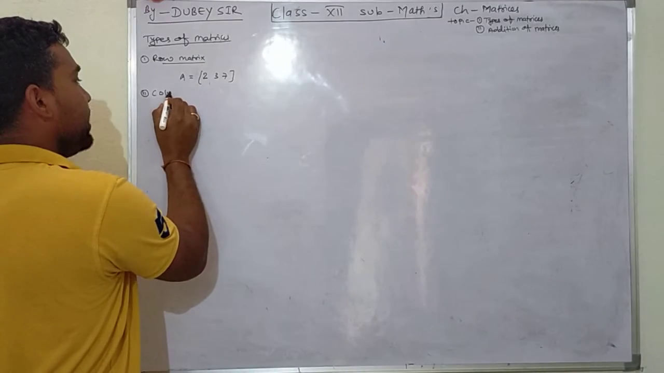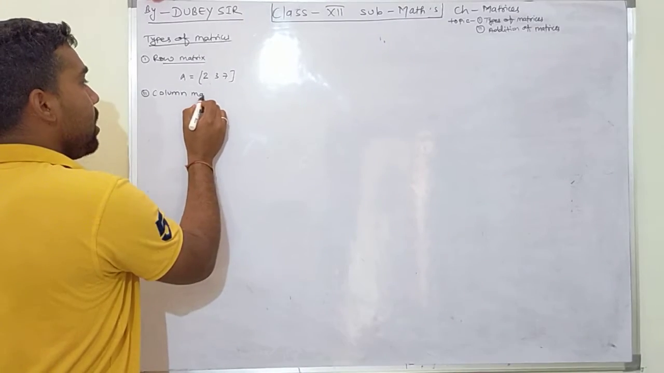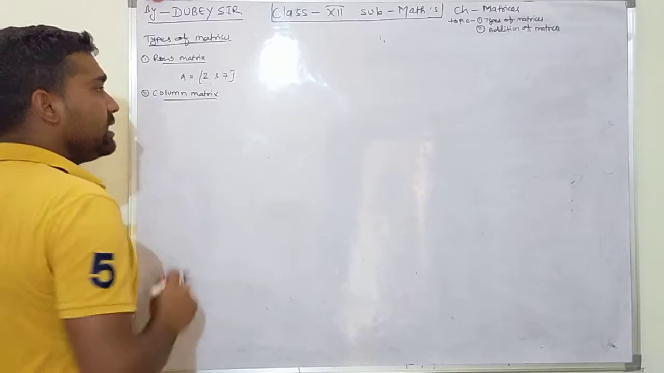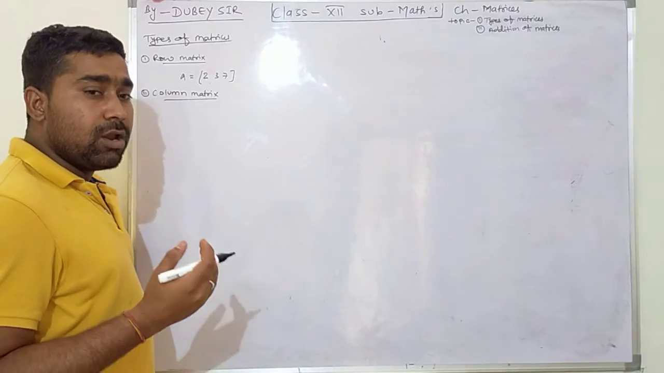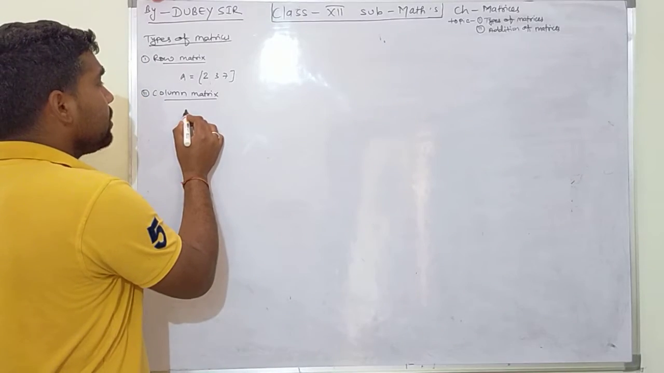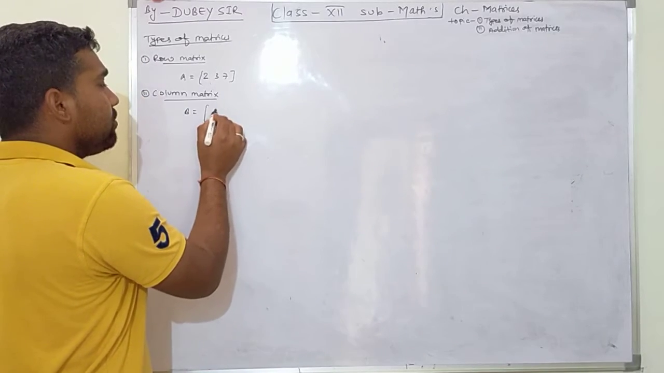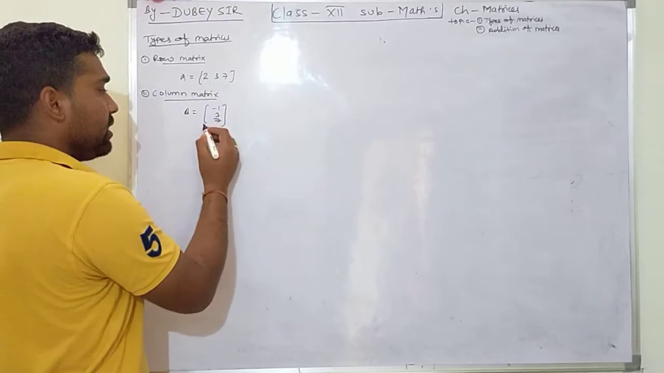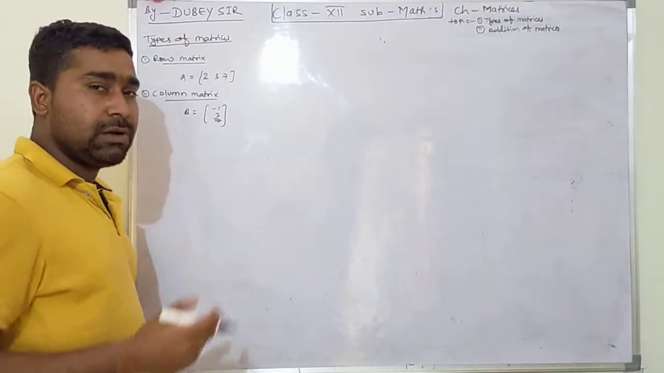Next, column matrix. A matrix having only one column is known as a column matrix. For example, D is a matrix of -1, 3, 7. It has only one column. Therefore, it is called a column matrix.